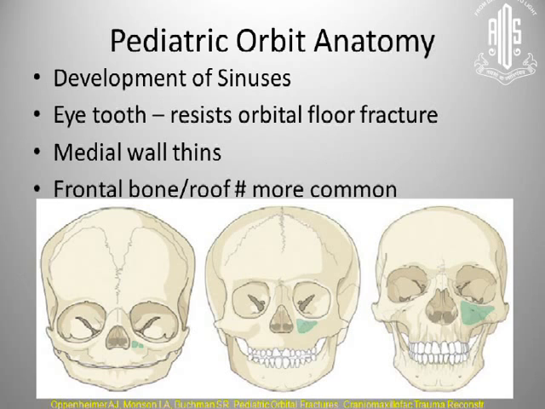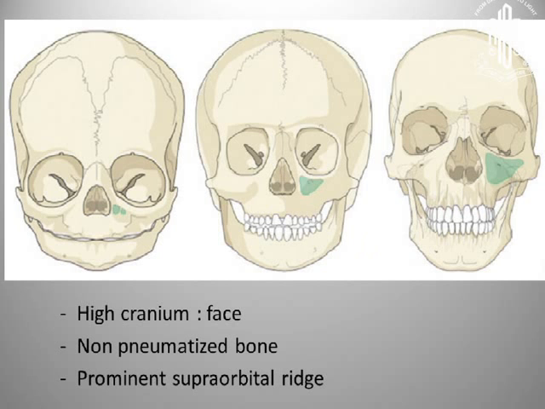Pediatric orbit anatomy is even more important to understand because it is very dynamic. There are developing sinuses, which is an ongoing process. The term eye tooth is to say that the orbit is actually resting along the tooth, and because the maxillary sinus has not developed, this actually prevents floor fractures in children. The medial wall is actually quite thick initially and progressively thins, and the frontal bone and roof fractures are more common.